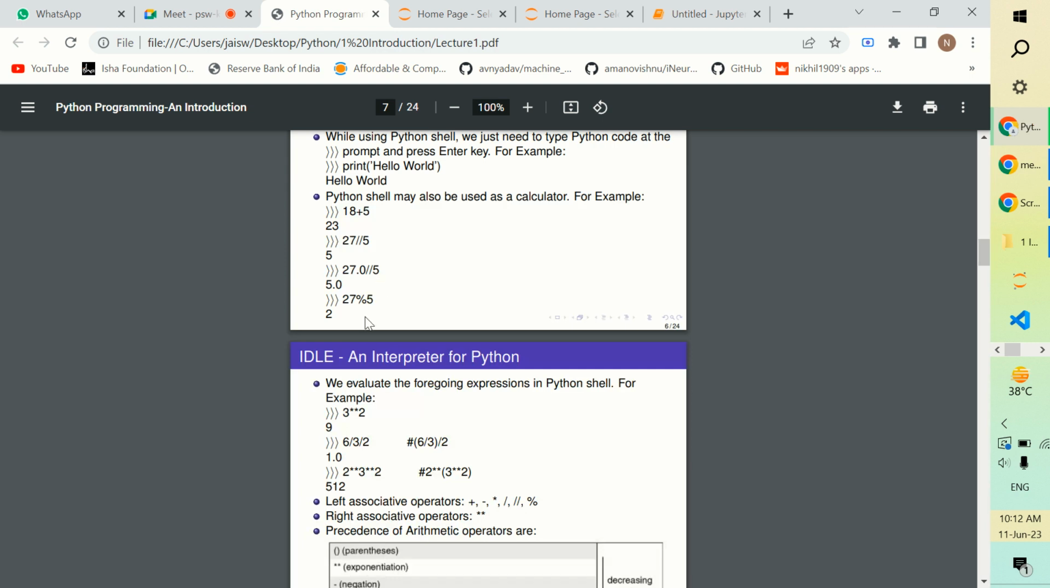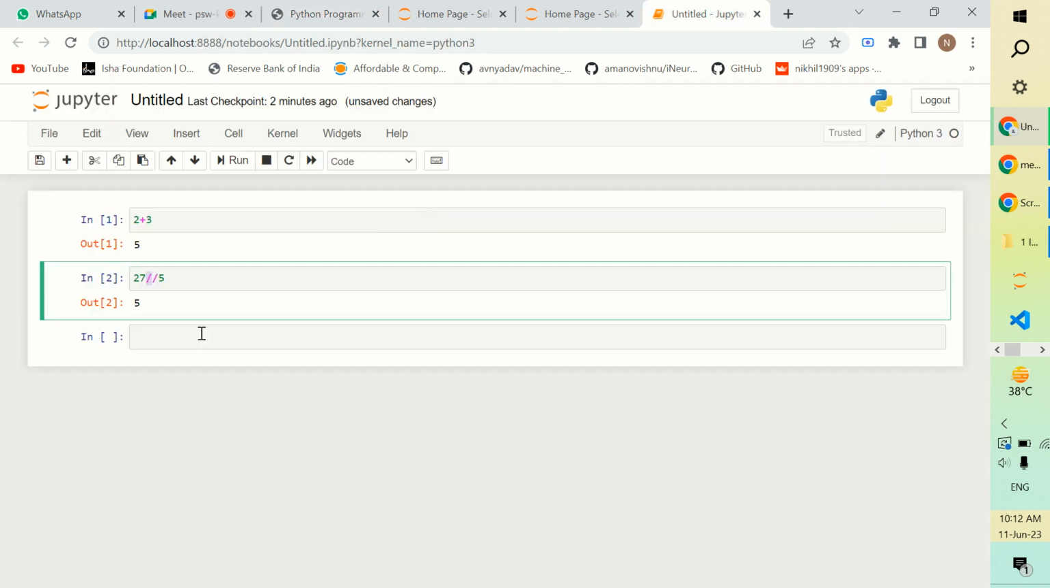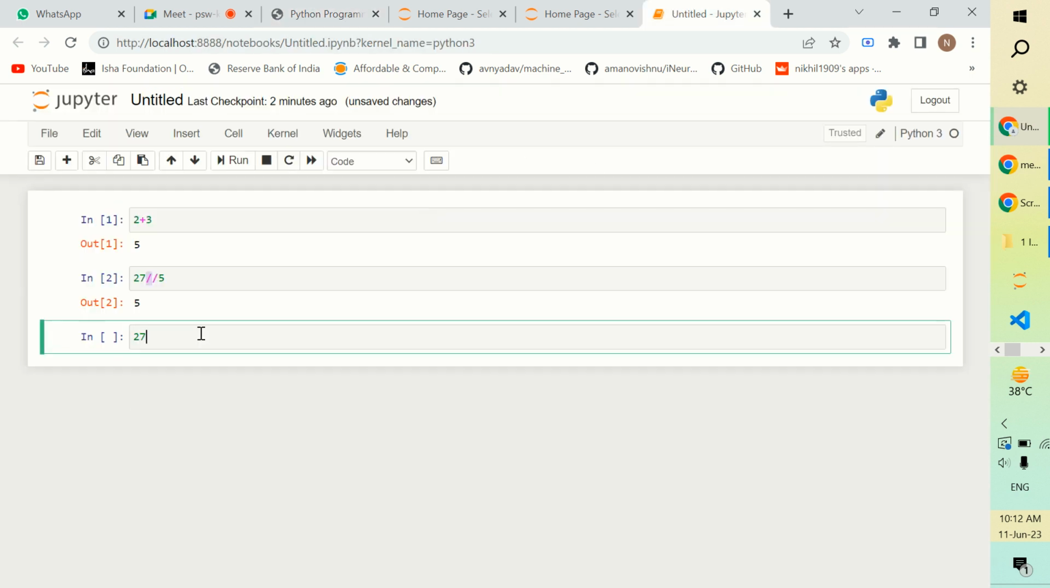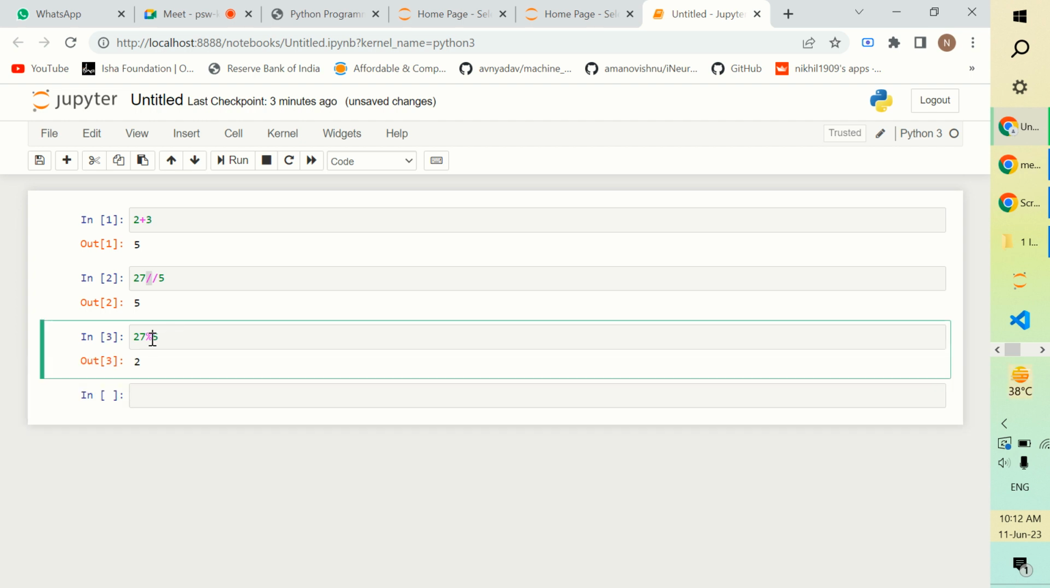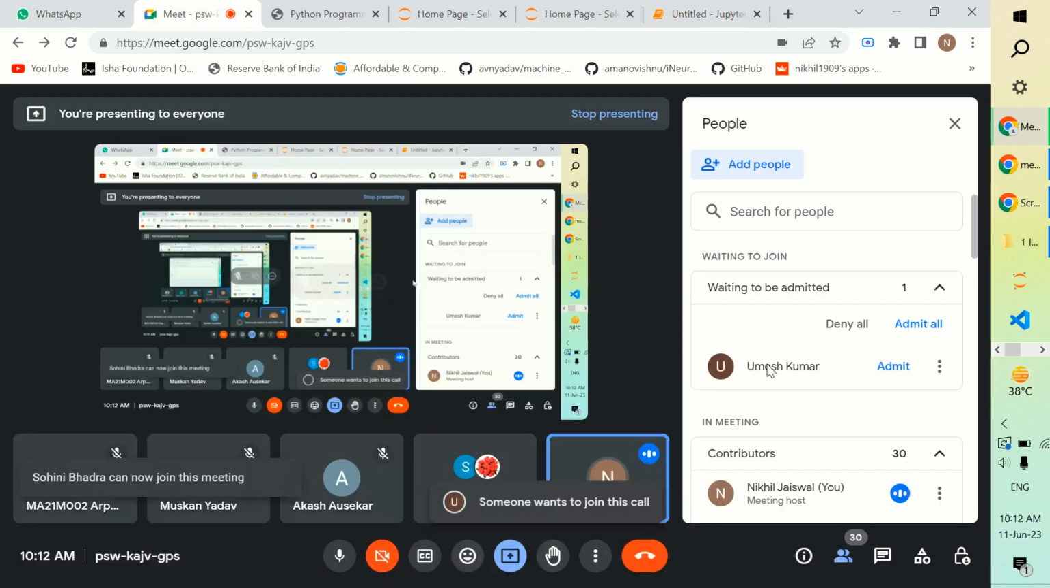After that we have modulo. If we write 27 modulo 5, whatever the remainder is, we will get that. On dividing 27 by 5, we will get the remainder 2. So this is called the modulo operator, which gives the remainder when one number is divided by the other.